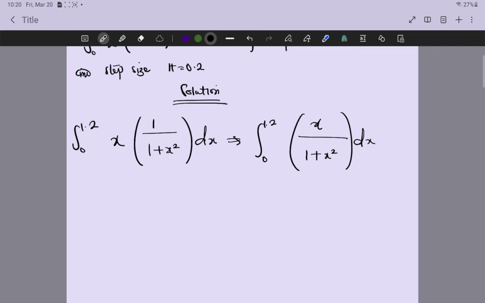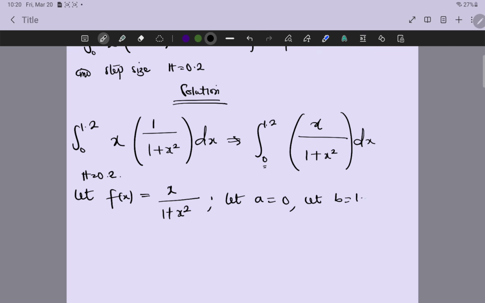So he said from 0 to 1.2. Now remember that h is 0.2. So let our f of x be x over 1 plus x squared. We let our a be 0. We let our b be 1.2.